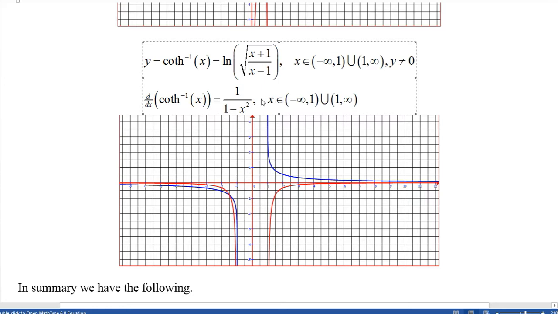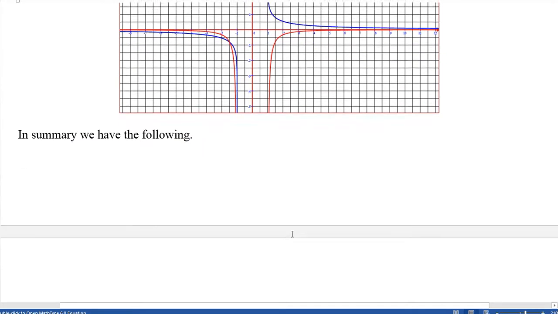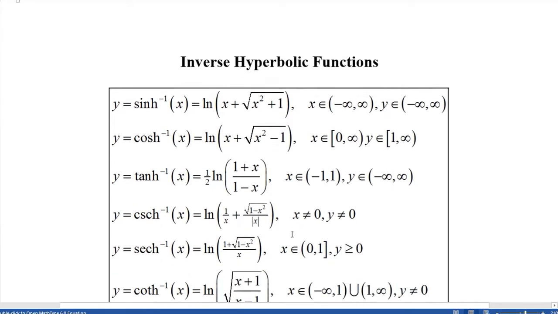If we didn't put this restriction, then this function right here would include some graph in the middle that's not really a derivative of the original function. So you see again, the blue is the original function, red is the derivative. So summarizing, here's what we have.